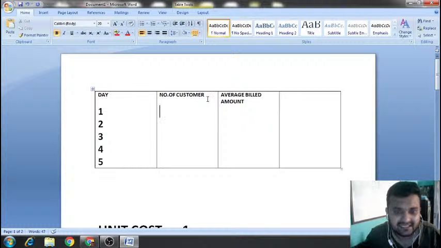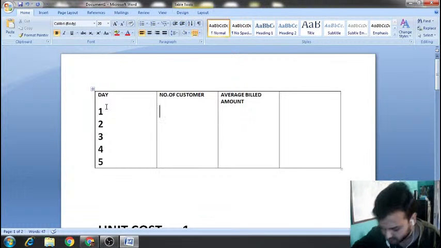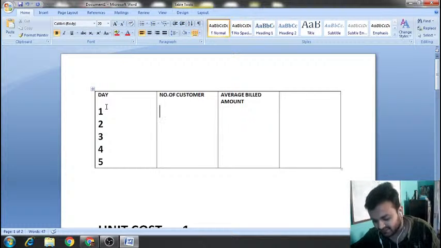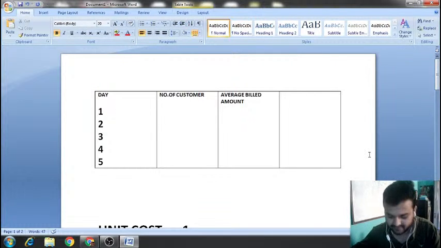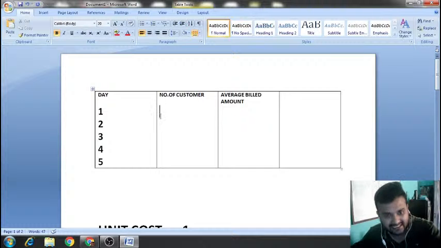This is day, number of customers and average billed amount. Which means, for example, you have a shop, and every day, for the last 5 days, I'm going to write down how many customers you are getting each day and what was the average billed amount.